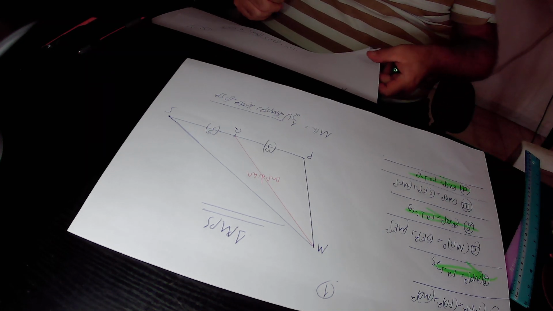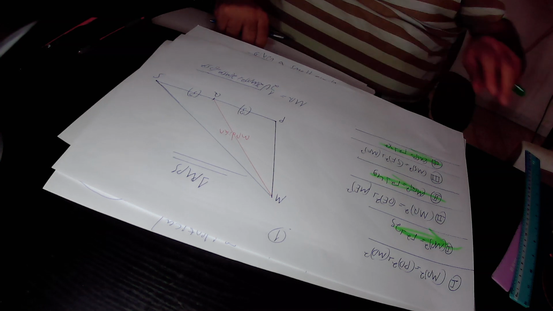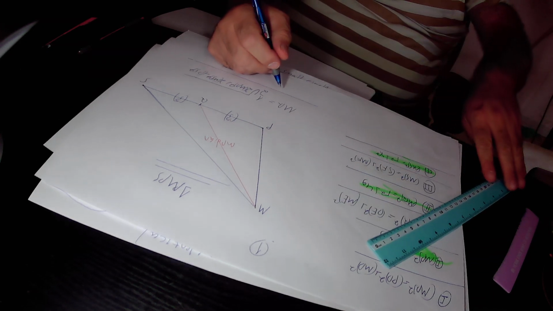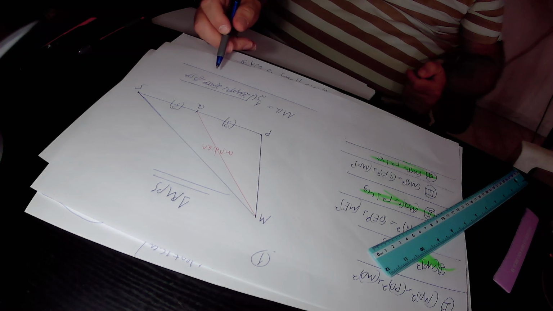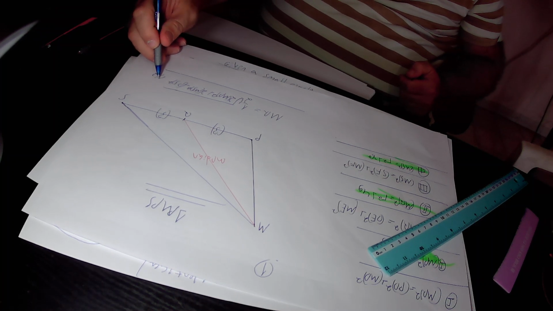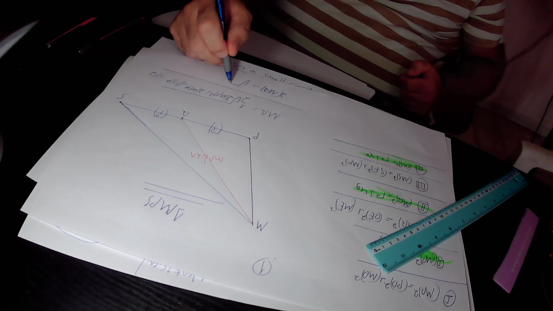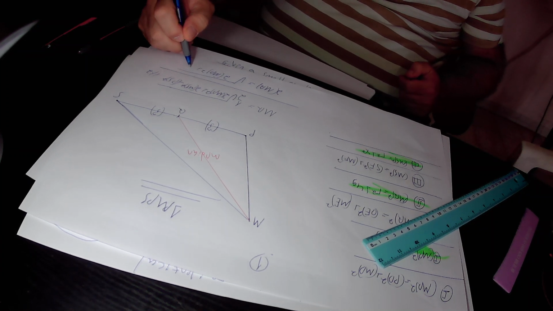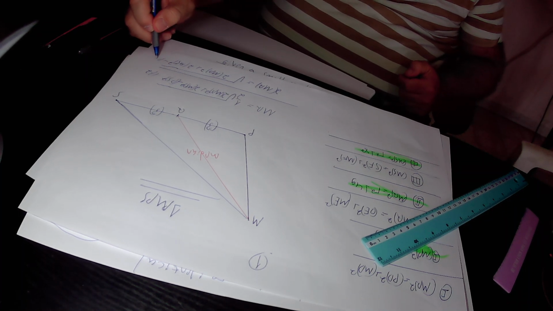So MQ equals 1 over 2 times the square root of 2MP squared plus 2MS squared minus PS squared. Here we multiply this equation by 2, and finally we get that 2 times MQ equals the square root of 2MP squared plus 2MS squared minus PS squared.